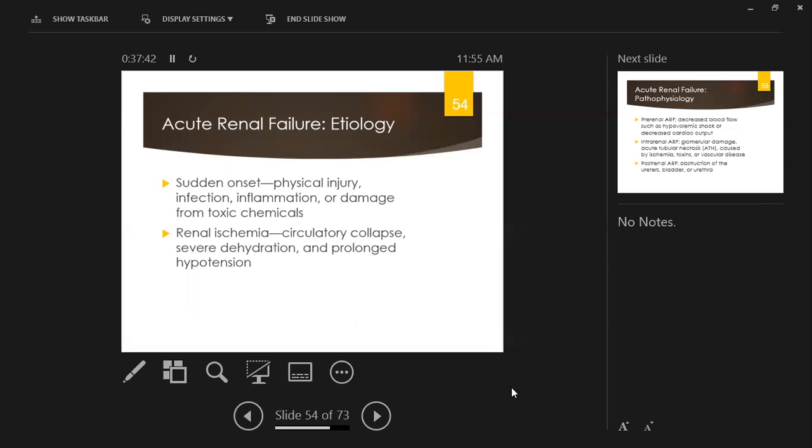Potentially an aneurysm rupture, right? Severe dehydration can also cause acute renal failure, right? We don't have enough blood flow. We don't have enough fluid coming into the kidney. And prolonged hypotension, so being really, really low for a long period of time, like in incidences of hemorrhage or sepsis.